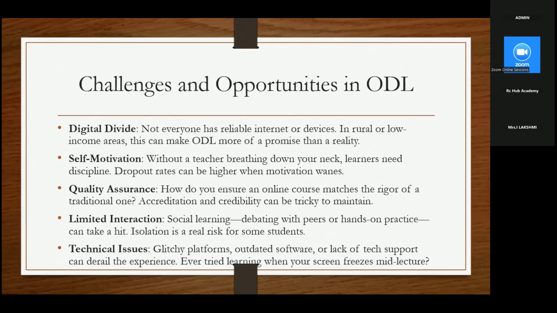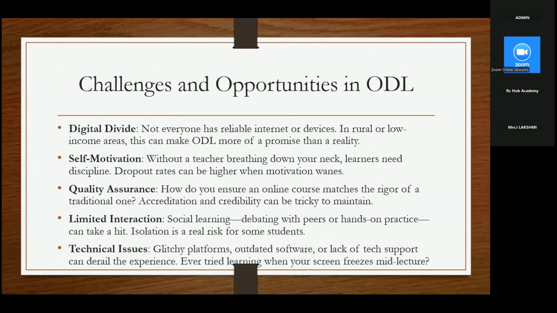And the fourth one is limited interactions. Suppose the only difference between classroom teaching and open distance teaching is that in a classroom you have social interactions, whereas when you come for open and distance learning, the interactions will be very few. There are no interactions with the classmates or with the participants. So that is what we are saying, that limited interaction is one of the important challenges.